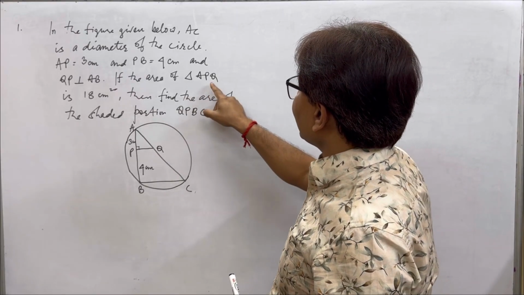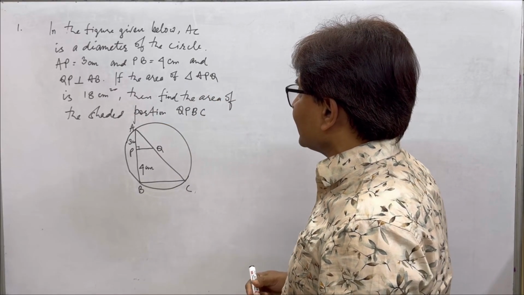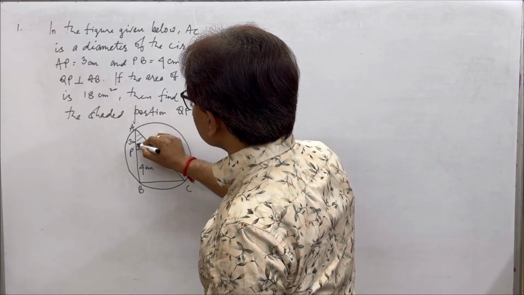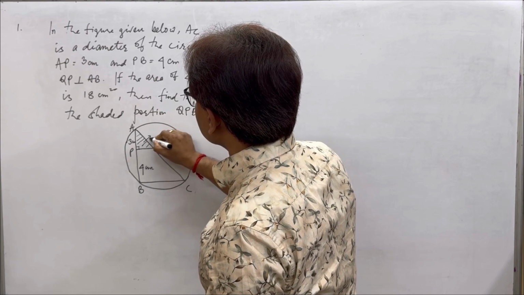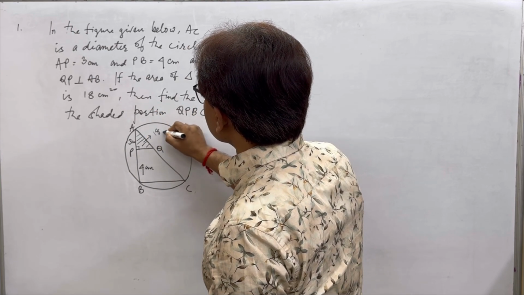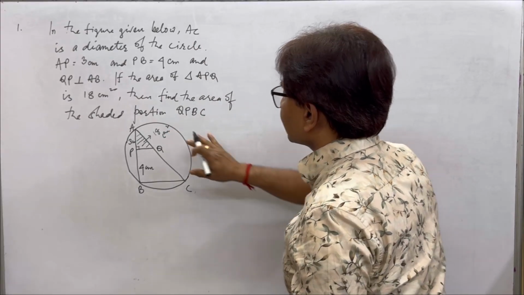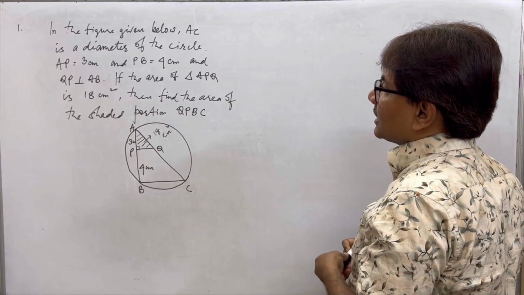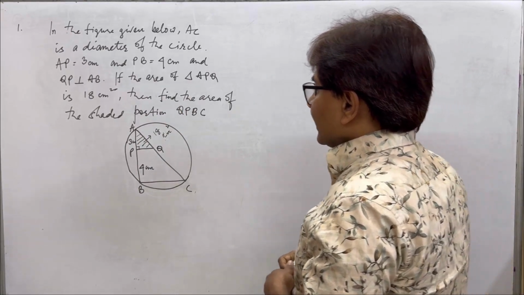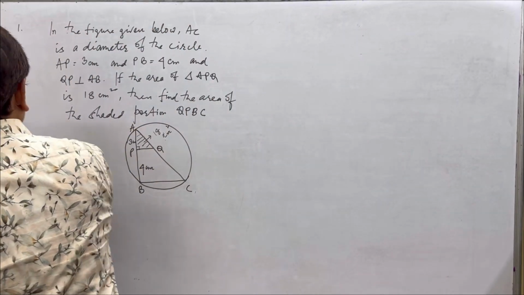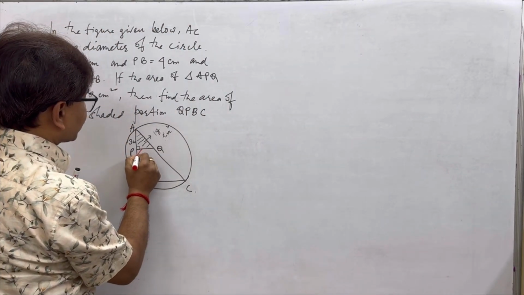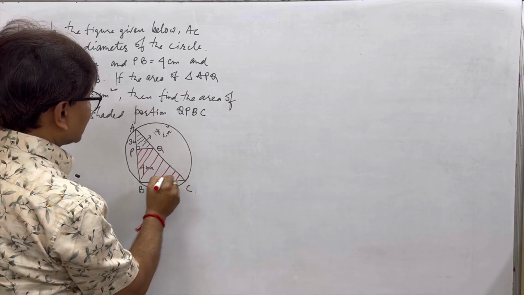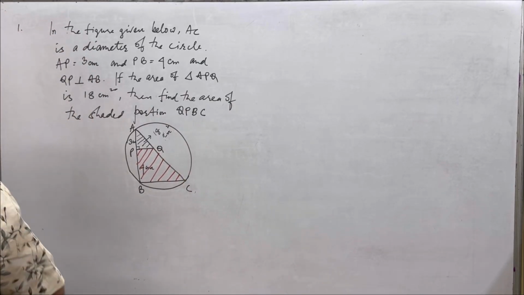So if the area of the triangle APQ is 18 square centimeter, then find the area of the shaded portion QPBC. That means in the sum the shaded portion is already given. This is the shaded portion, this area we have to find out. So how to solve this kind of sums?